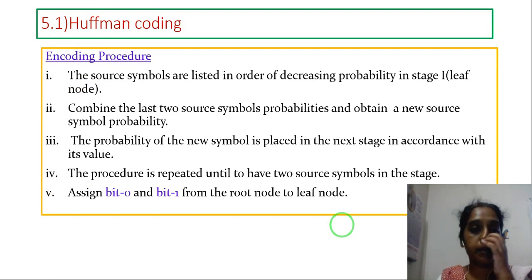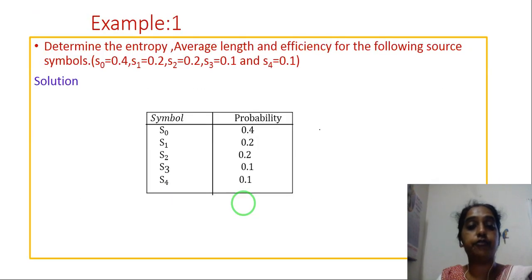First, we are going to see about Huffman coding. This is the procedure for Huffman coding. The source symbols are listed in the order of decreasing probability in stage 1, denoted as the leaf node. Combine the last two source symbol probabilities and obtain a new source symbol probability. The probability of the new symbol is placed in the next stage in accordance with its value. The procedure is repeated until we have two source symbols in the stage. Assign bit 0 and bit 1 from the root node to the leaf node.